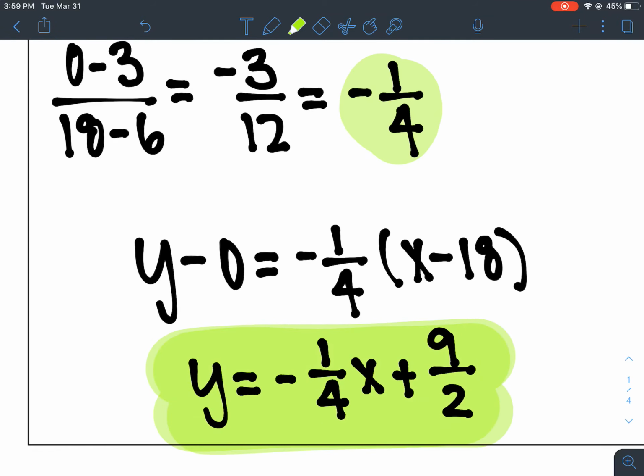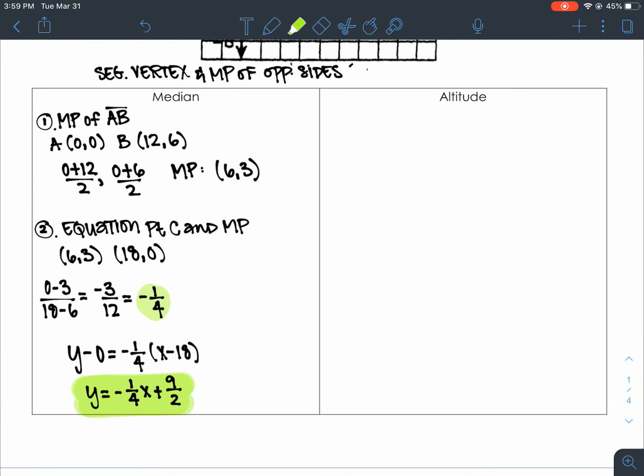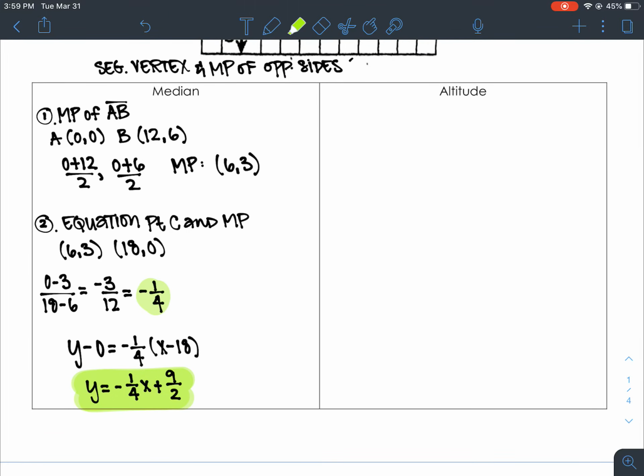All right, guys, I'm going to pause there for time purposes, and then we're going to talk about the altitude and the perpendicular bisector, and cruise through the rest of the notes.